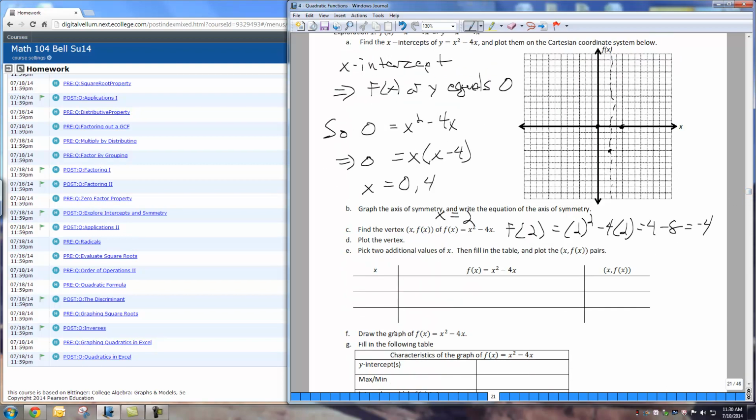Now it says pick two additional values. So let's do negative 1 and 5. So f of negative 1 equals 5, because negative 1 squared is 1, minus 4 times negative 1 is positive 4, 1 plus 4 is 5. F of 5 equals 25 minus 20, which is 5. 1, 2, 3, 4, 5. And here's 4, so here's 5, and then 1, 2, 3, 4, 5. So there's the point 5, 5. And the point negative 1, 5.